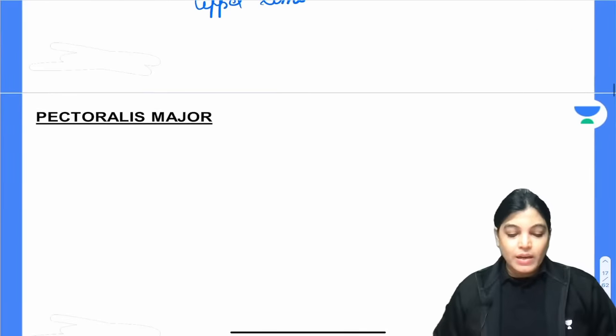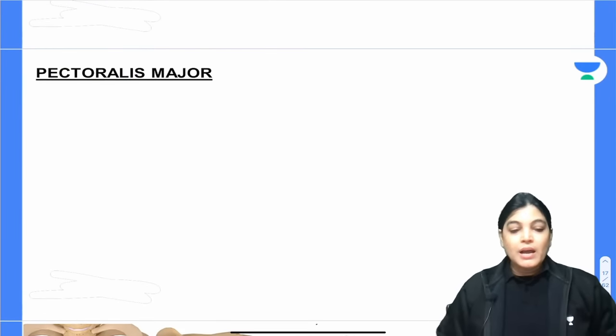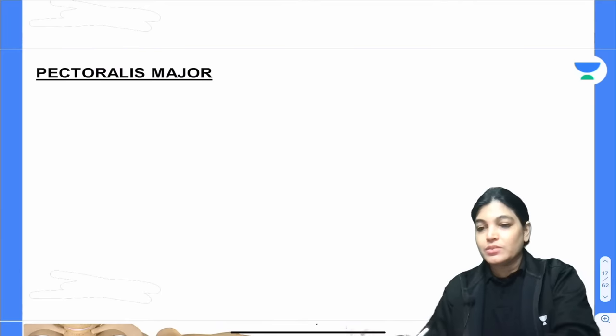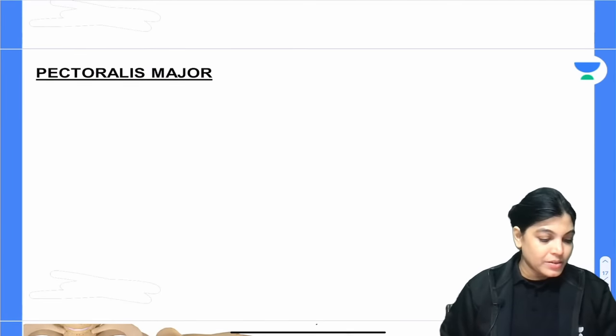So let's talk about the muscles. Let's start with the muscles of the pectoral region. My dear aspirants, if you are not understanding anything, you can ask me.